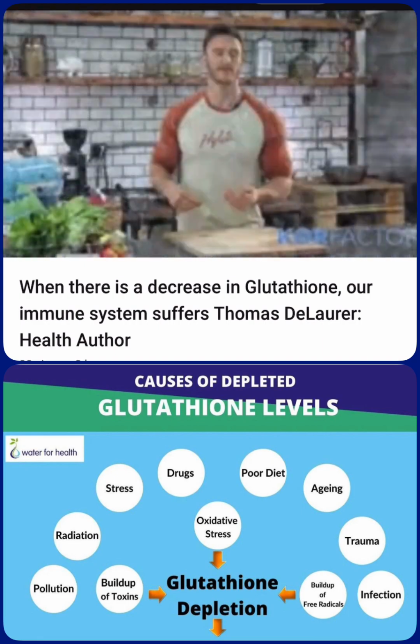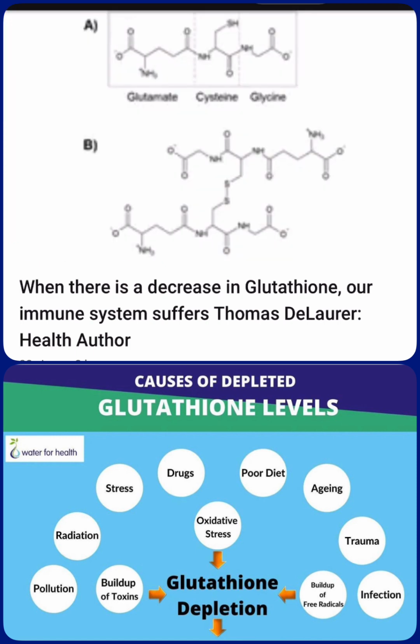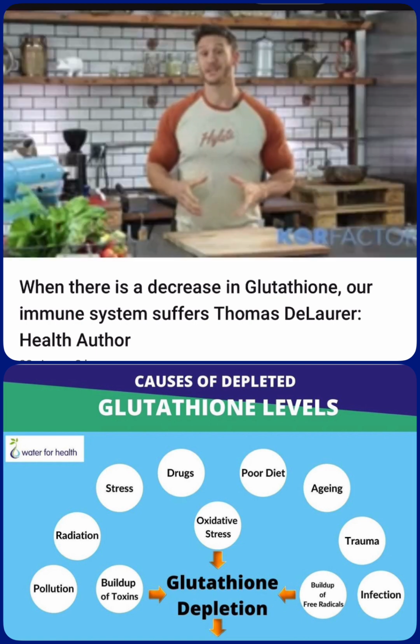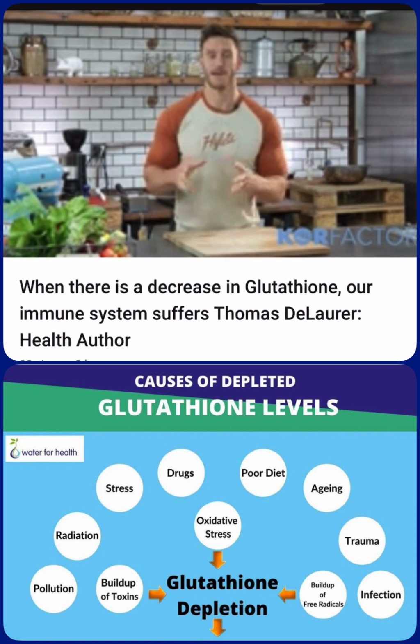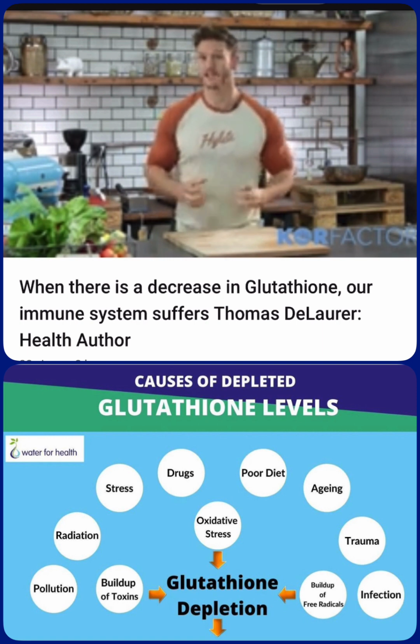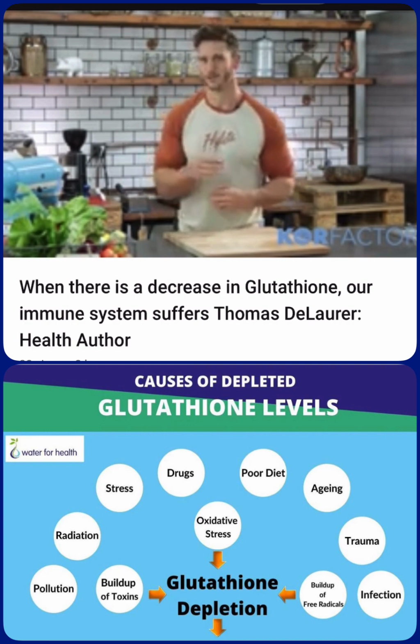And it's made up of three very simple amino acids. We've got cysteine, we've got glycine, and we've got glutamate. Those three aminos together create this wonderful glutathione that has such a powerful detoxing impact on the body that we practically couldn't live without it. In fact, our immune systems would suffer tremendously without glutathione.